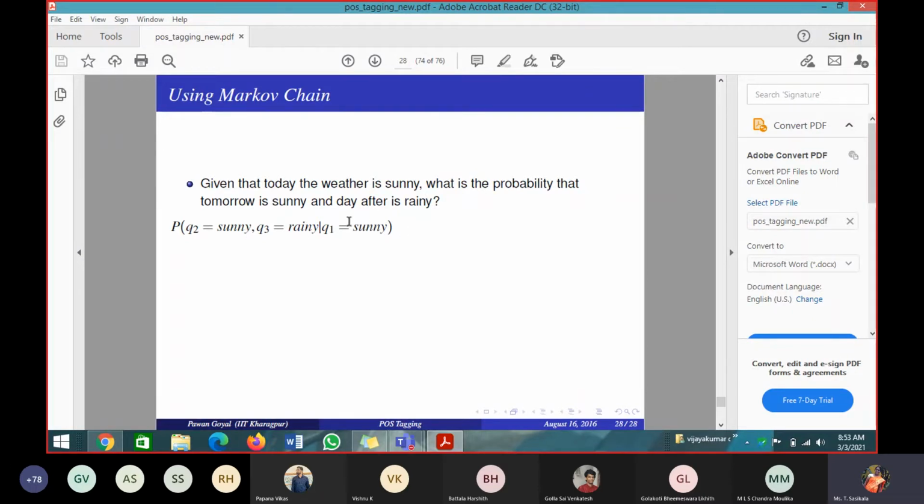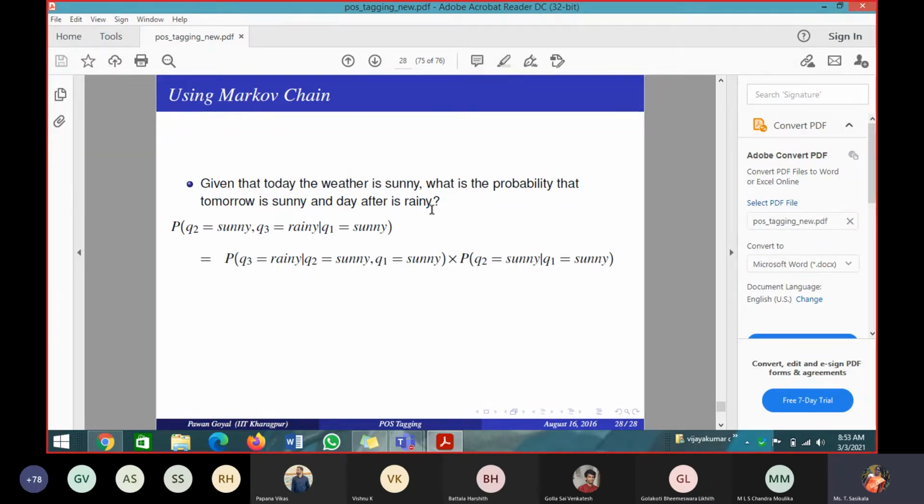Q1 is sunny. We want to predict Q2, that is, tomorrow is sunny, comma, and day after tomorrow is rainy. But according to the first order Markov model, will the numerator have 2 terms or only 1? Given today, can I predict only tomorrow, or can I also predict the day after tomorrow? Only tomorrow. Only one level I can predict. Okay, so how it is written, see. So that has to be expanded like this.